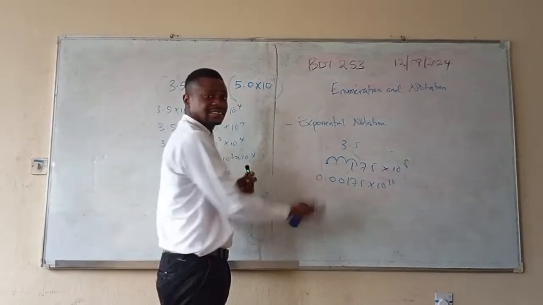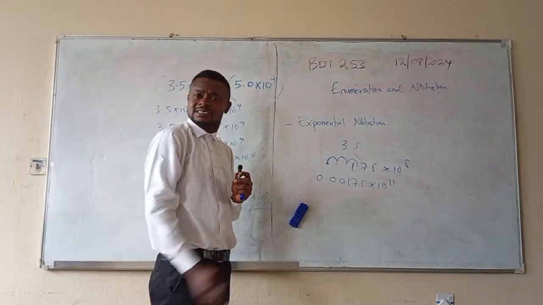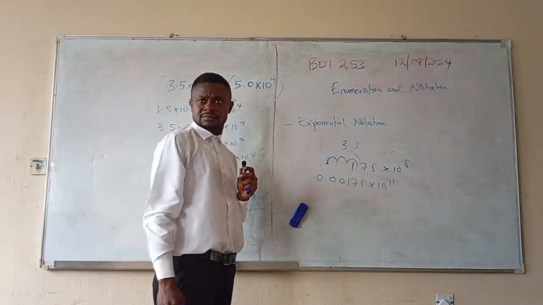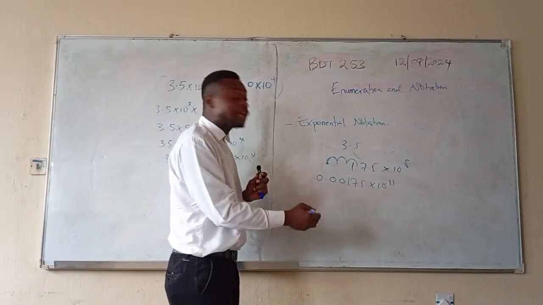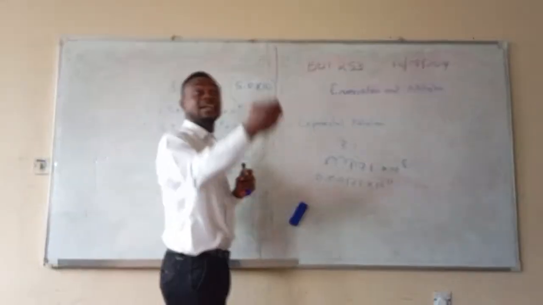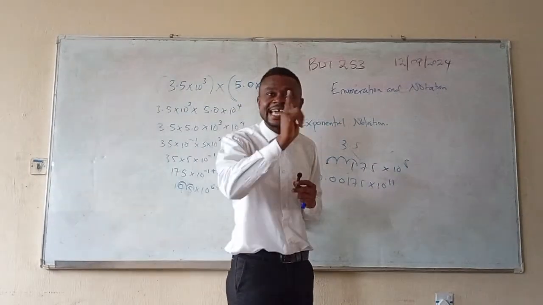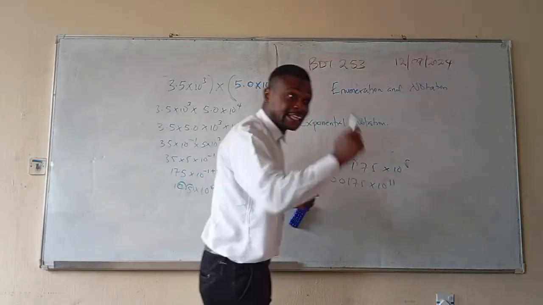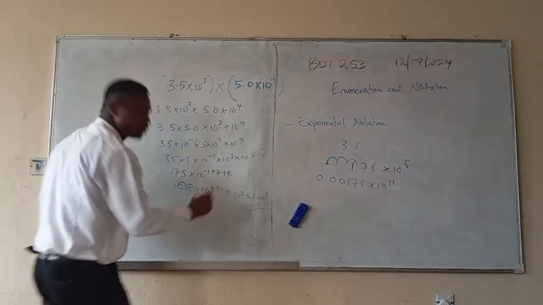So what do you mean by this? There must be a form you should leave it in. Even if you keep extending the zeros, they have the same value. But there must be a uniform, a particular form you should be in. And that is the form I taught you. Leave it like this. Simple.